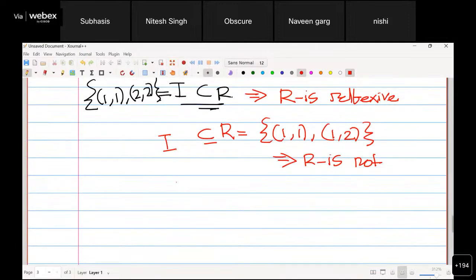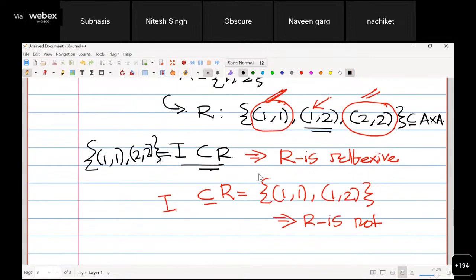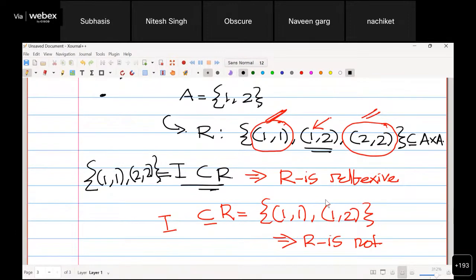What if (2,2) is absent in this place? That is what I have explained here, right? Here, basically, I have added (2,2).